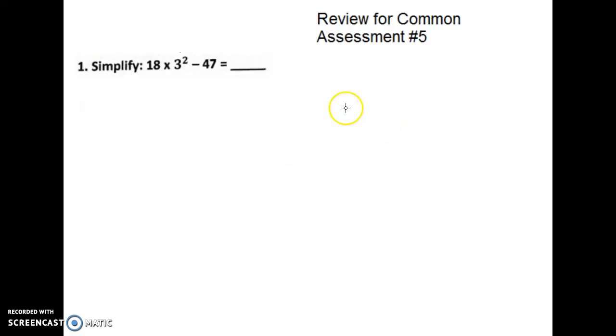Hello, this is review for common assessment number 5. Number 1, simplify the expression here, 18 times 3 squared minus 47.